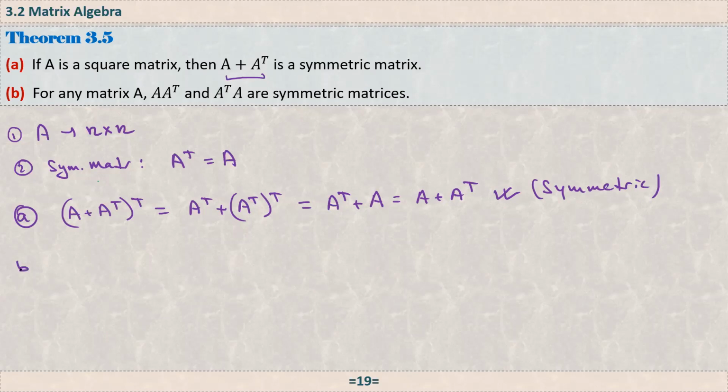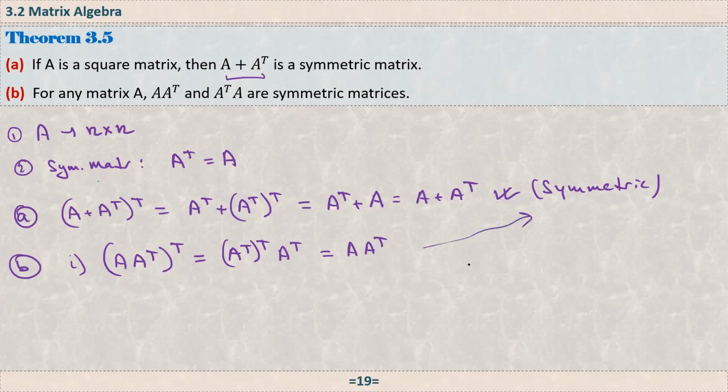And how about part B? For any matrix A, A A transpose and A transpose A are symmetric. So the first part, A A transpose, again, using the definition, to be symmetric its transpose must be equal to itself. So using that property, again, property D, that's equal to the transpose of A transpose times A transpose. And this thing is equal to A times A transpose. That means that it is, again, symmetric.